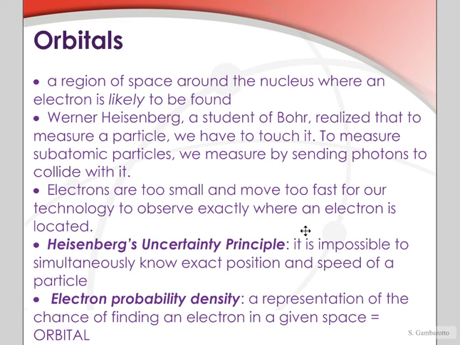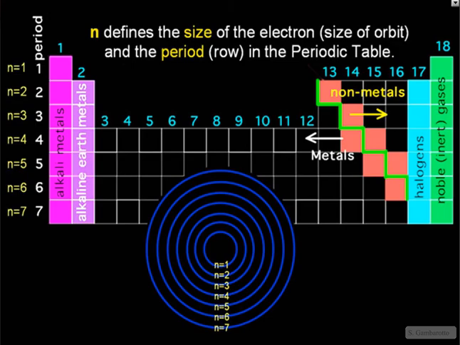And as such we get this three-dimensional orbital diagram, which is also called an electron probability density. So this is a 3D representation of the chance of finding an electron in a given space. So that is what an orbital is. This is what we're going to be learning about, and today we're actually going to see what the shapes and what these orbitals actually look like, and we're going to use quantum numbers to describe them.